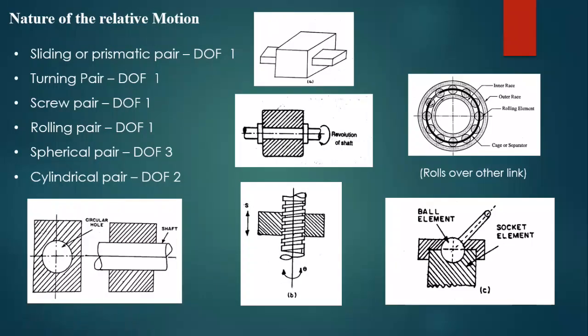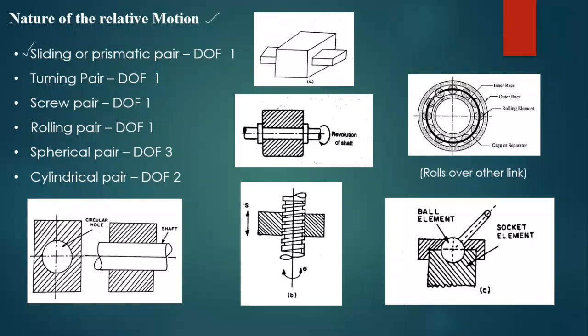The first one is the nature of relative motion between the links. As we already discussed, it is divided into six categories: sliding or prismatic pair, turning pair, screw pair, rolling pair, spherical pair and cylindrical pair. Let us discuss the first one, the sliding or prismatic pair.